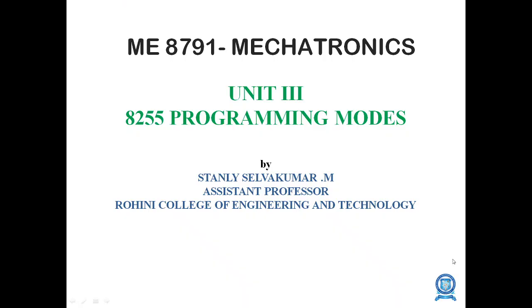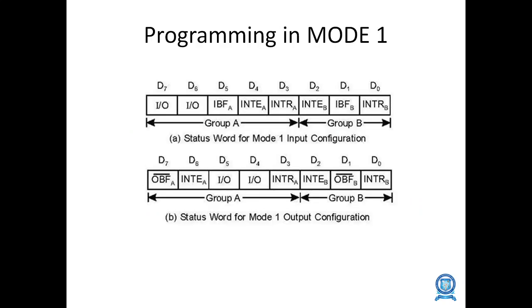Hello students, in this session we are going to see about 8255 Programmable Peripheral Interface programming modes. There are two types of programming mode in 8255. First one is mode 1, in which the status word for mode 1 input configuration and output configuration is given for group A and B from D0 to D7.